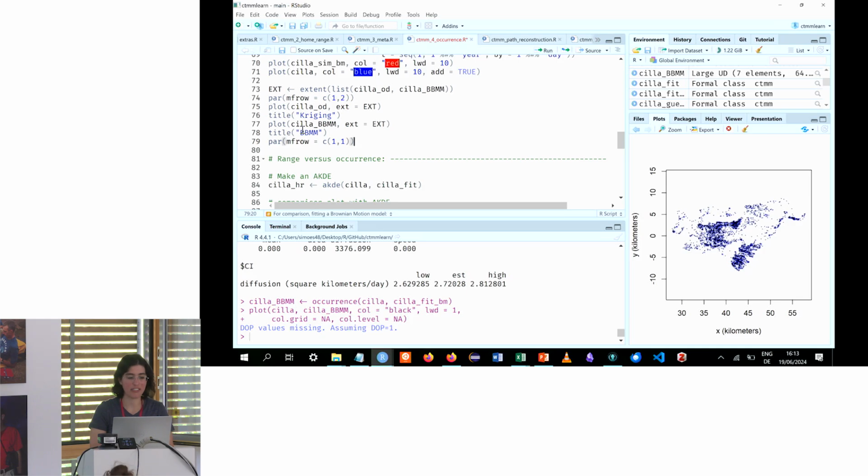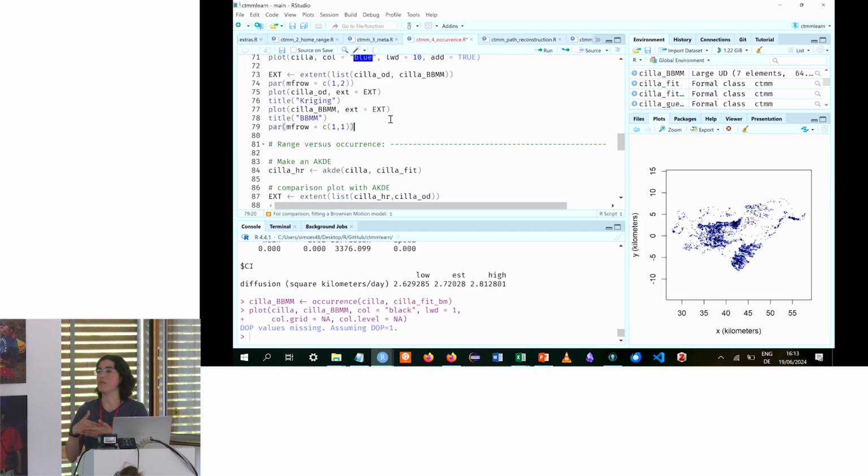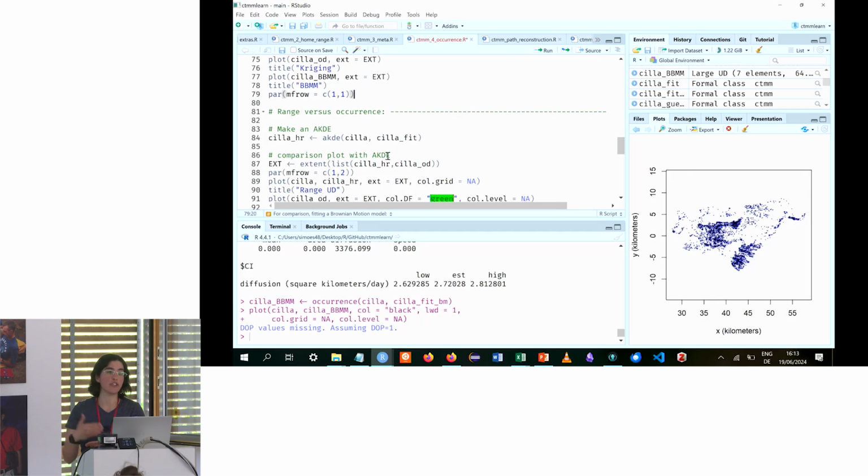I would plot them side by side, but I feel like it will take a bit because my computer, for some reason, is being slow on here. But yeah, you can run it on and see the difference between the two. The main difference is obviously one assumes Brownian motion, the other one will use whatever movement model is most appropriate to the data.